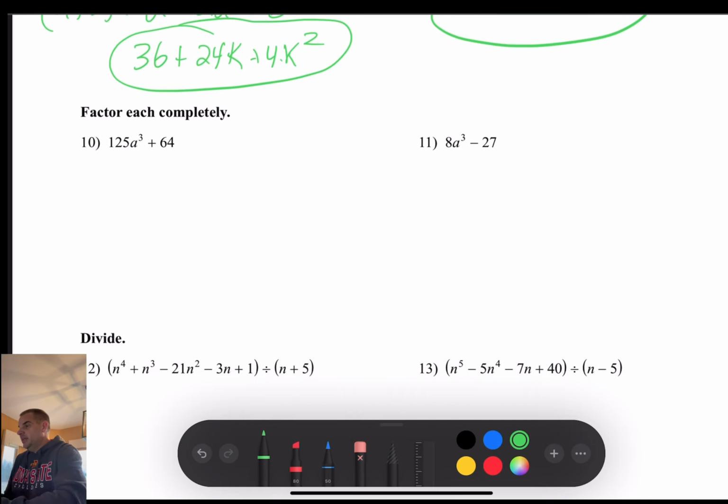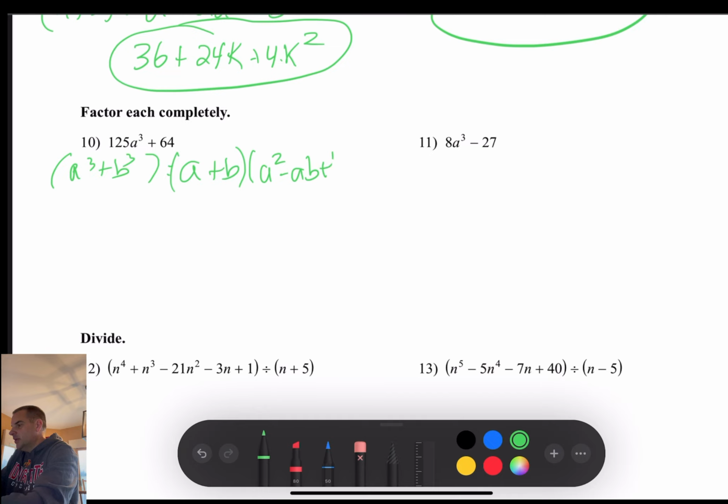So if I'm looking at it, it appears to be the sum of cubes. So the sum of cubes, a cubed plus b cubed, that was going to be a plus b times a squared minus ab plus b squared.